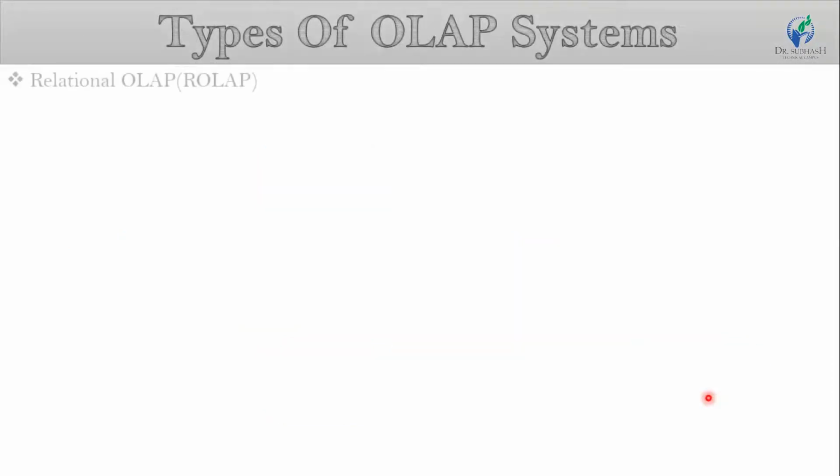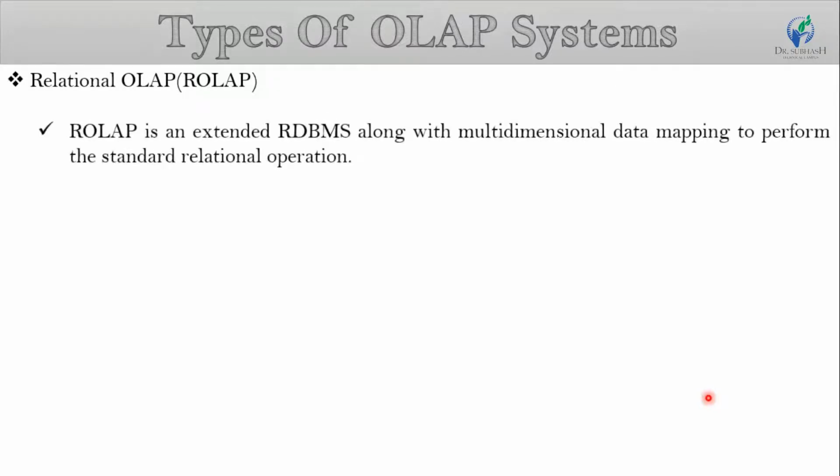So the first one is relational OLAP, or we can say ROLAP. So ROLAP is an extended RDBMS along with multidimensional data mapping to perform the standard relational operations.